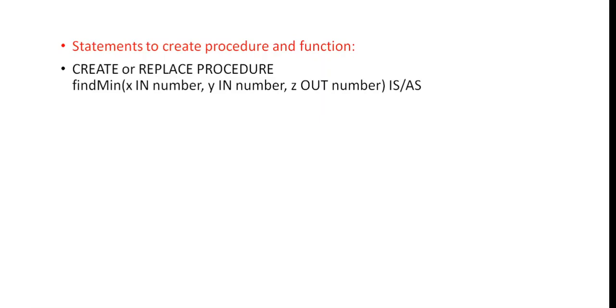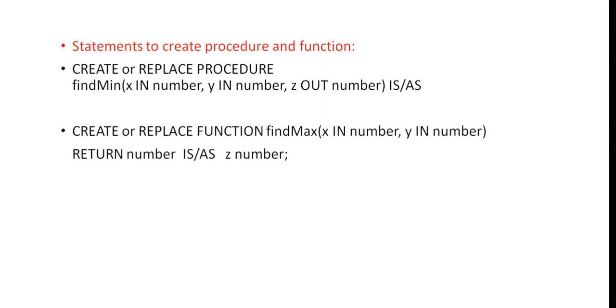Now let's see how the same statement can be used for a function. So, create or replace function find_max. Here also we have three parameters, two are input, one is output, but it is written as x in number, y in number. Then we write the return statement, that is, this function is returning a number value as z. In the procedure we have written z out number, that is, z is the output parameter. In the function also z is the output parameter, but it is written as return number. Okay, this is the difference.